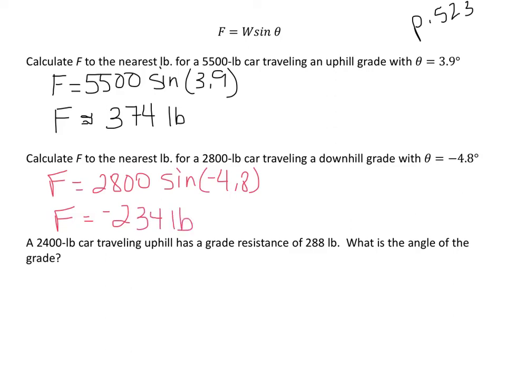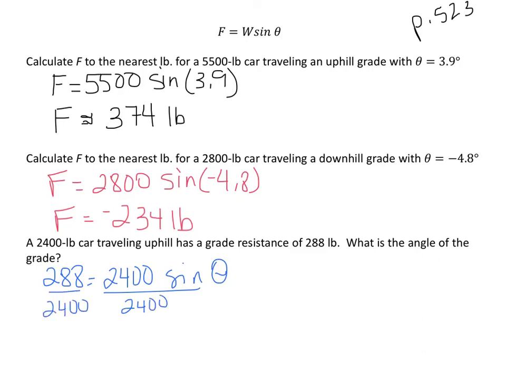The last question is more of a trig problem because here we've got the weight of the car and we have F, the grade resistance. We need to find the angle of the grade, and it does say specifically what is the angle. So if we're looking for the angle, that means I have to find theta. So grade resistance is 288. My W is 2,400. Sine of theta. So now I'm going to need to figure out a way to isolate theta. First thing I do, divide both sides by 2,400. That gives me 0.12 is equal to the sine of theta.